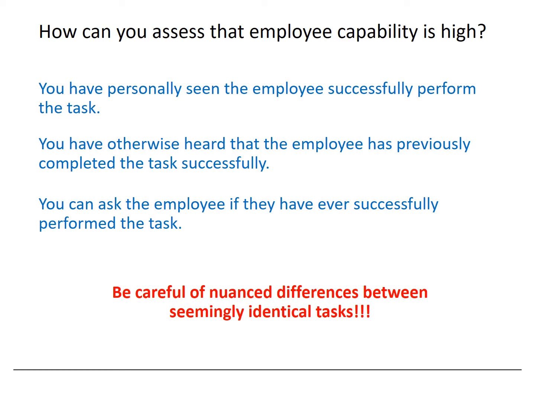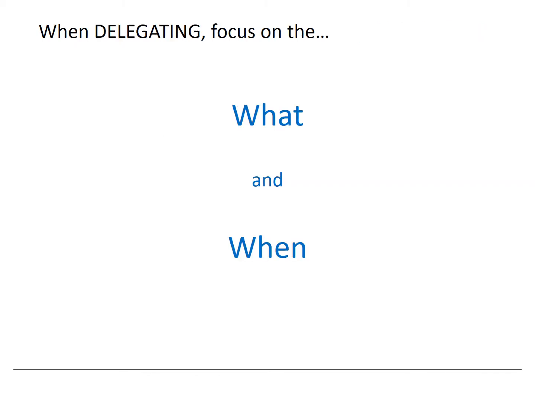Just because the employee successfully helped a customer who is shopping in the clothing department doesn't mean they can successfully help a customer in the technology department. Or just because I saw them successfully help a customer during the slow part of the day doesn't mean that they can successfully do so during a peak customer rush time when the dynamics are very different. There can be a lot of hidden differences between tasks, and you should take care to understand them before assuming that an employee's capability is high.